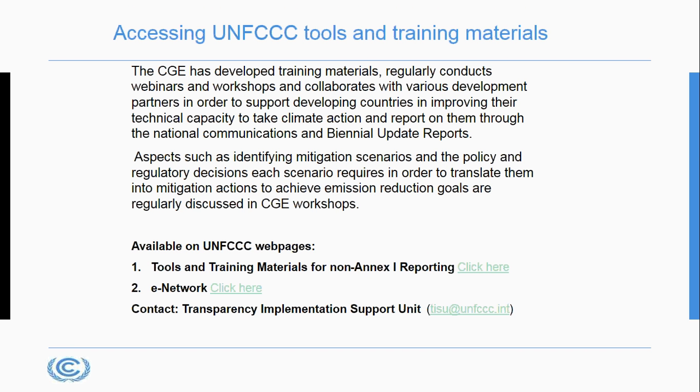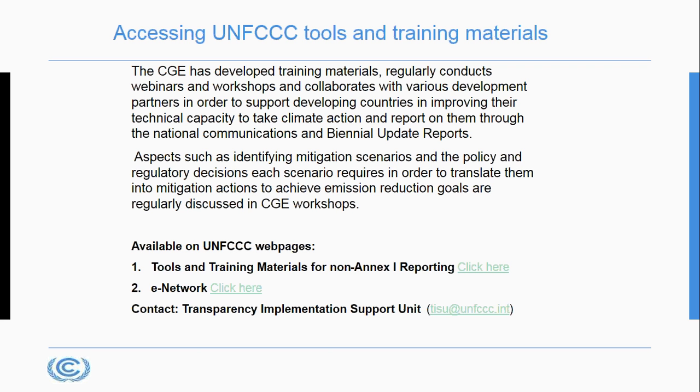Now, the consultative group of experts has also developed some training materials and regularly conducts webinars like this one, as well as workshops to regularly support developing countries. And as demonstrated on the slide, those are some links that can be accessed in order to gain access to the CGE training materials or to request the support of the CGE.